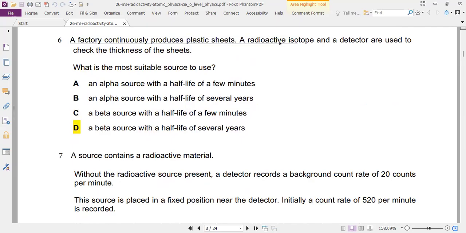Number 6, continuously uses plastic sheets. So we will need a beta source because beta can pass through the plastic sheets, and it should have a half-life of 7 years. So why do we need beta particles when they can cross the sheets? Well, when the required thickness is not met, the count rate will be different, and that can be made to stop the production line.